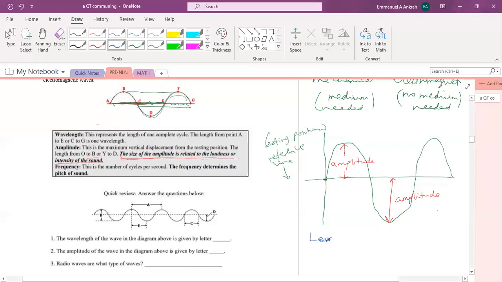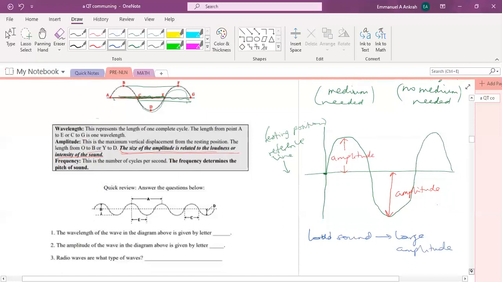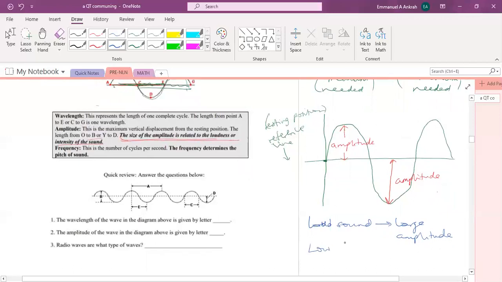Loud sound goes with large amplitude. You have low sound, low amplitude. But that's how it's connected to hearing.